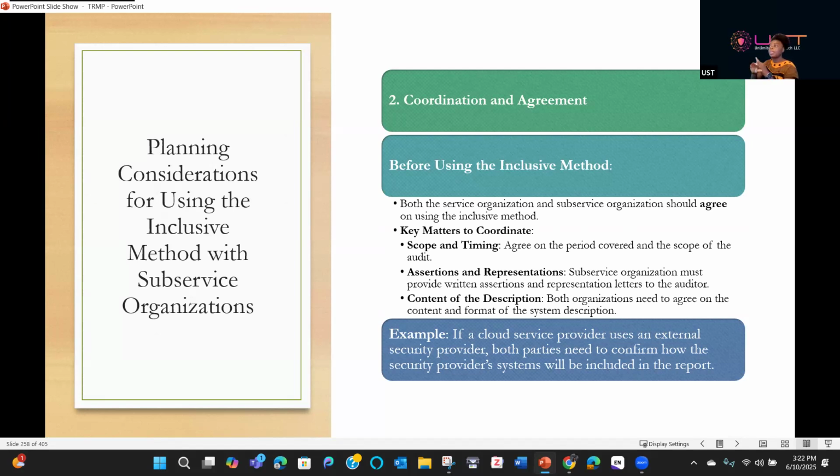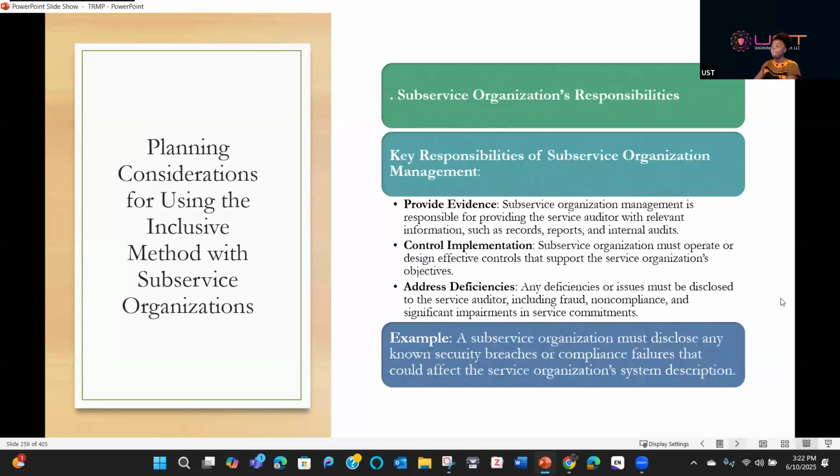First, scoping and timing. Agreed on the period covered and the scope of the audit. Assertion and representation. Subservice organization must provide written assertion and representation letters to the auditor. Content of the description. Both organizations need to agree on the content and format of the system description. As an example, if a cloud service provider uses an external security provider, both parties need to confirm how the security provider system will be included in the report, right?